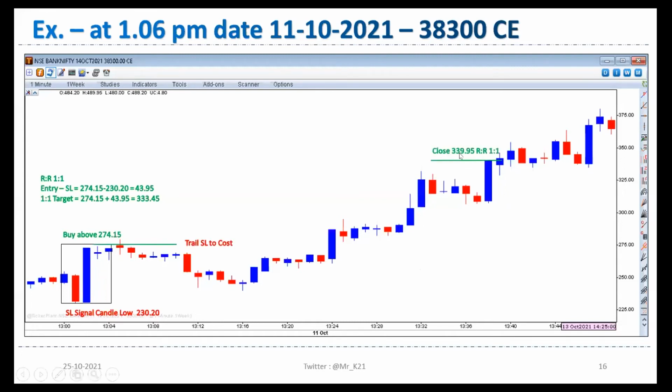Now here you can see my 1:1 comes when my price closes at 339. 1:1 is done, so my stop loss moves to cost. And here you can see my second target comes at 368.6. 1:2 is done. Clear?